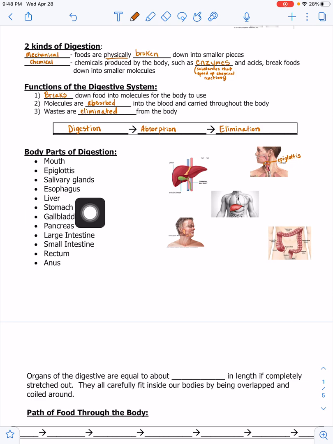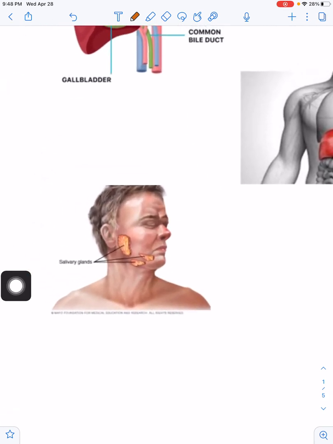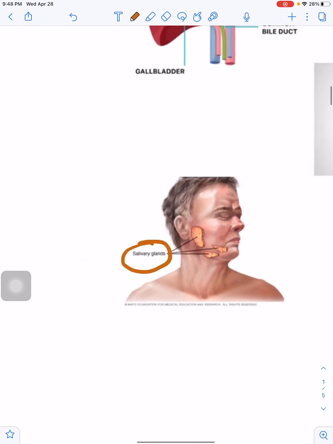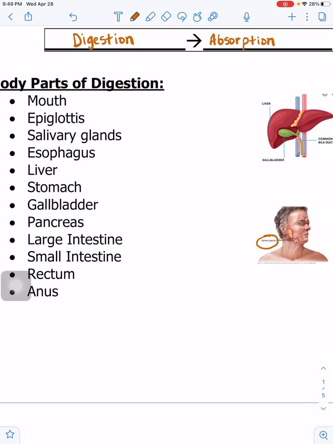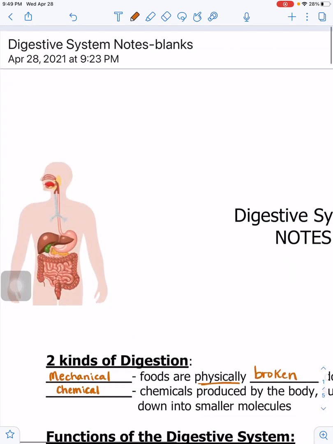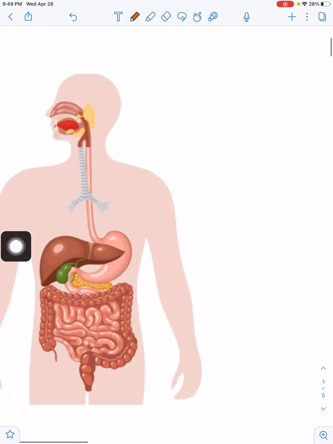Next you have salivary glands. So here are your salivary glands. There you can see where they're located in your face, and they produce enzymes that help break down starches. The esophagus. This is a really good picture to show you both tubes in your chest area and how they start up here in the mouth and the pharynx area and then go down.